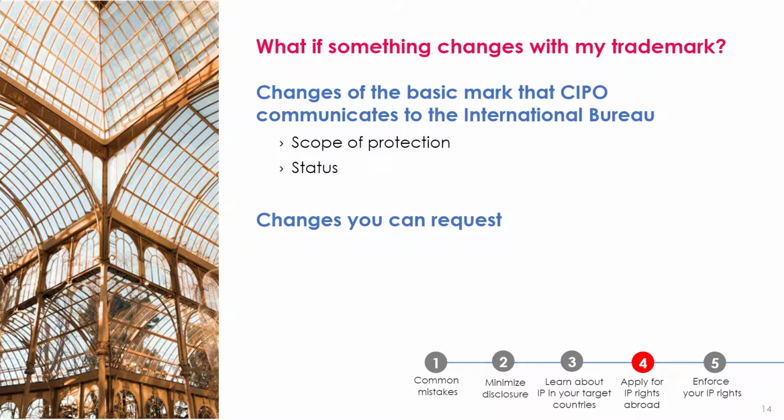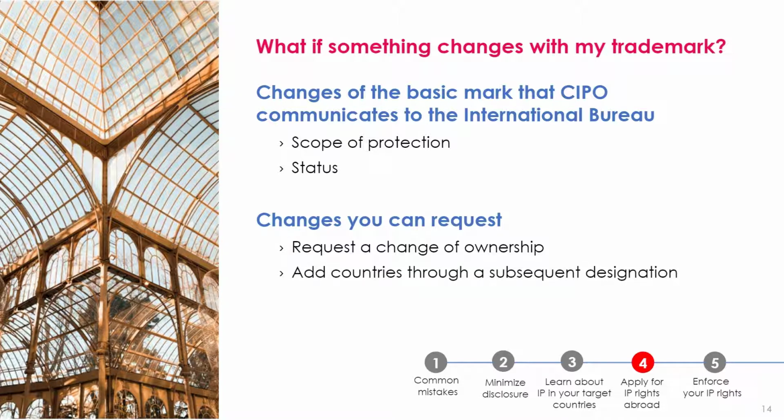There may also be a change of ownership. In ordinary circumstances, a request to record the transfer of ownership is presented directly to the International Bureau using the required form. You can also add more countries to an existing international registration by filing a subsequent designation with WIPO and paying the applicable fee.